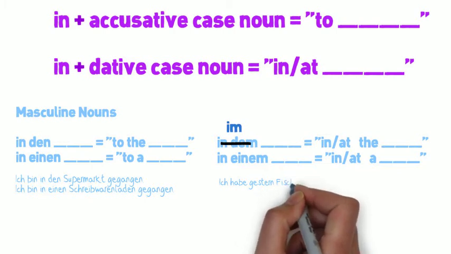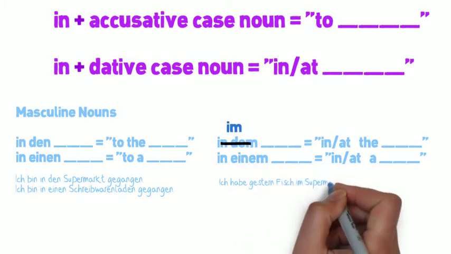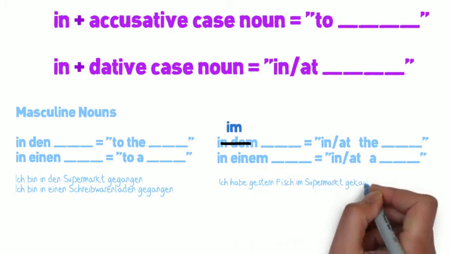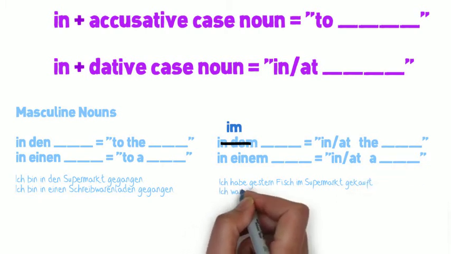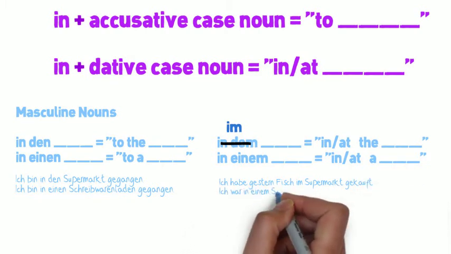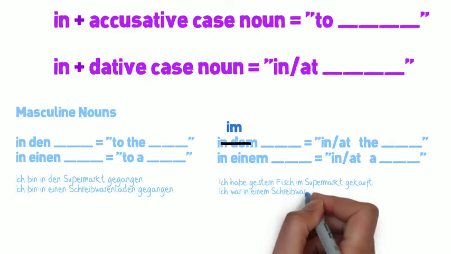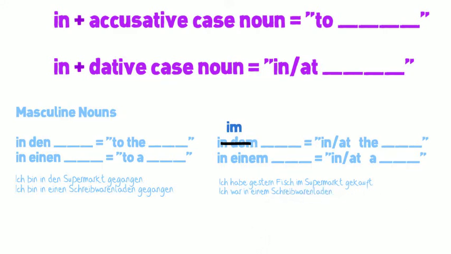Ich habe gestern Fisch im Supermarkt gekauft. Yesterday I bought fish at the supermarket. Notice we wouldn't say to the supermarket, we're saying at the supermarket because of the dative case. Or, ich war in einem Schreibwarenladen. I was in an office supply store.